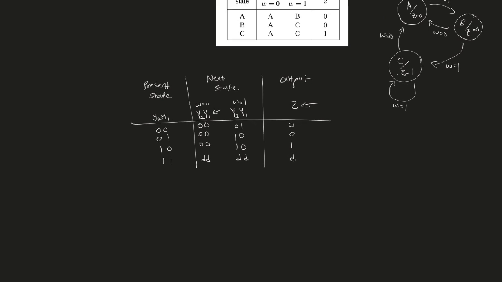So here, let's start the K-map. So this K-map will be for Y1. Okay, so here the input is going to be W, and then up here the inputs are going to be Y2 and Y1.